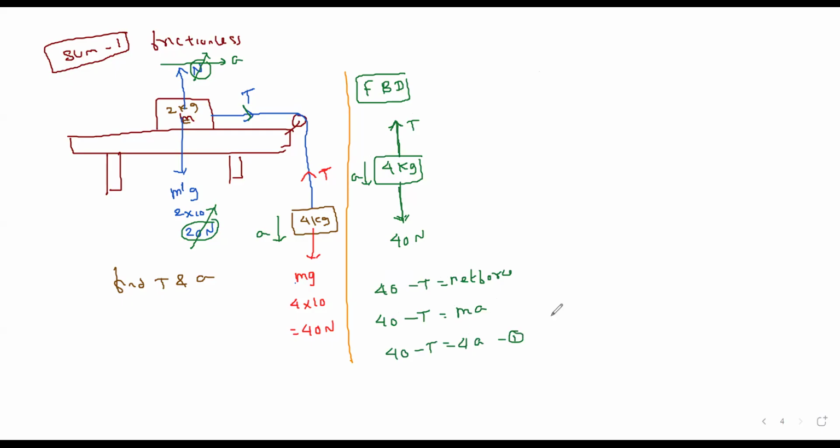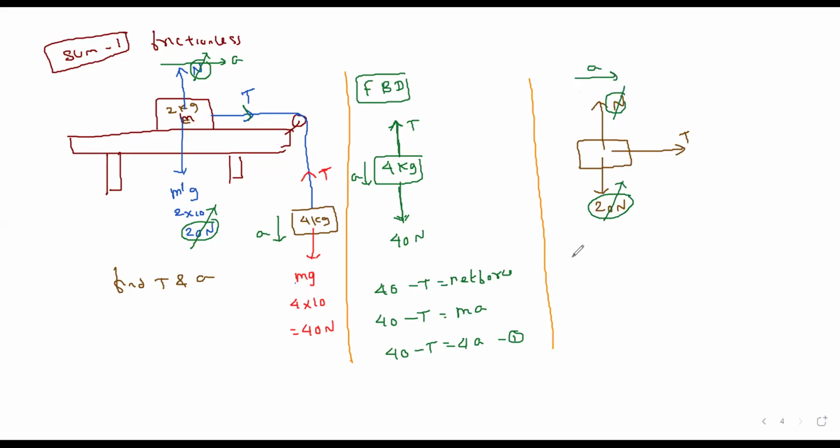Now we can see the 2 kg object. The 2 kg object மேல மொத்தம் 3 force act பண்ணுது. It's 20 Newton acting this direction, normal reaction acting this direction, tension acting this direction. இதுல 20 நியூட்டனும் நார்மல் ரியாக்ஷன் கேன்சல் ஆயிடும். They are equal and opposite. It is the direction of acceleration. T is equal to what? T is equal to net force. T is equal to MA. T is equal to 2A. Equation 2. Now we have two equations. Using these two equations, you can find acceleration and tension.